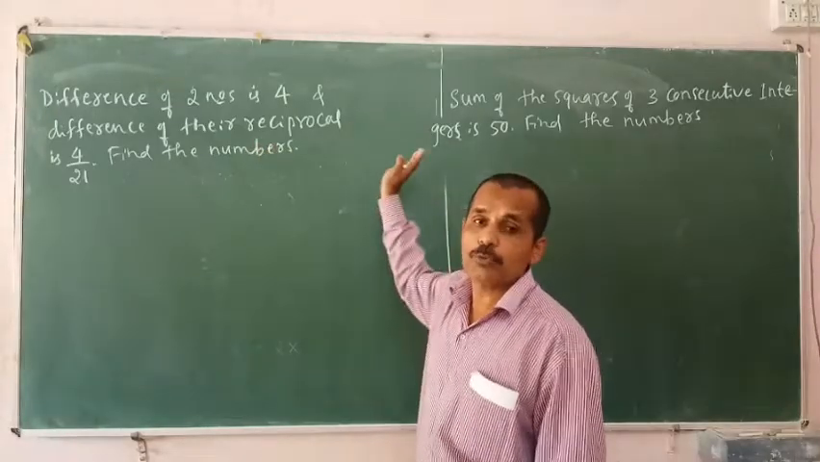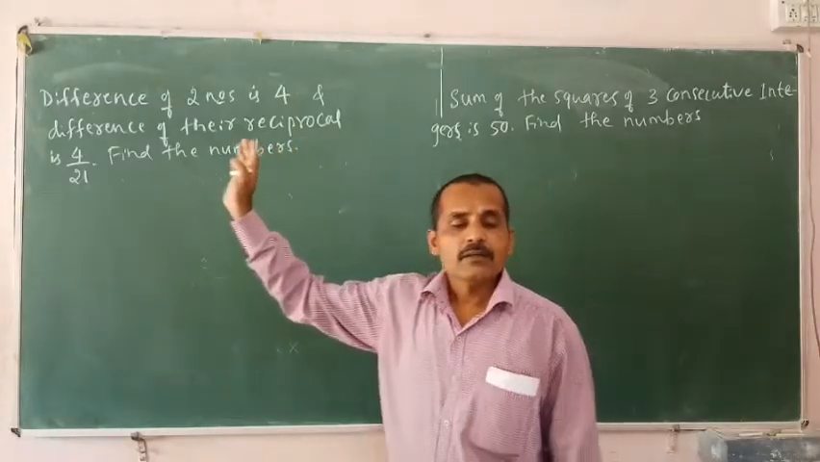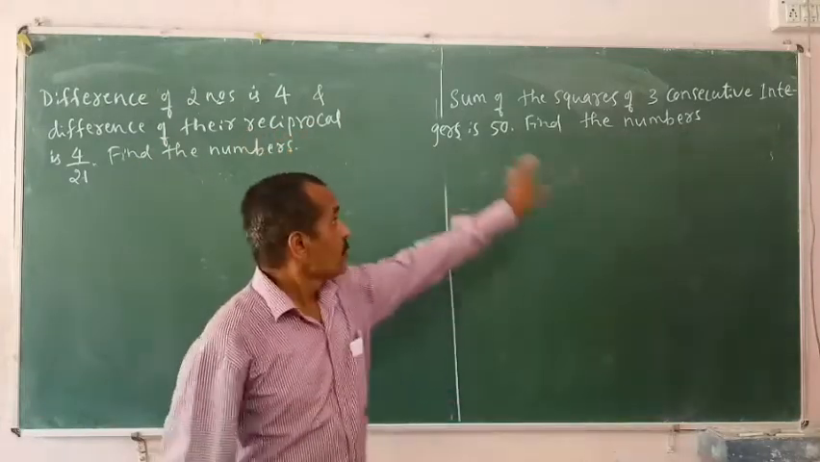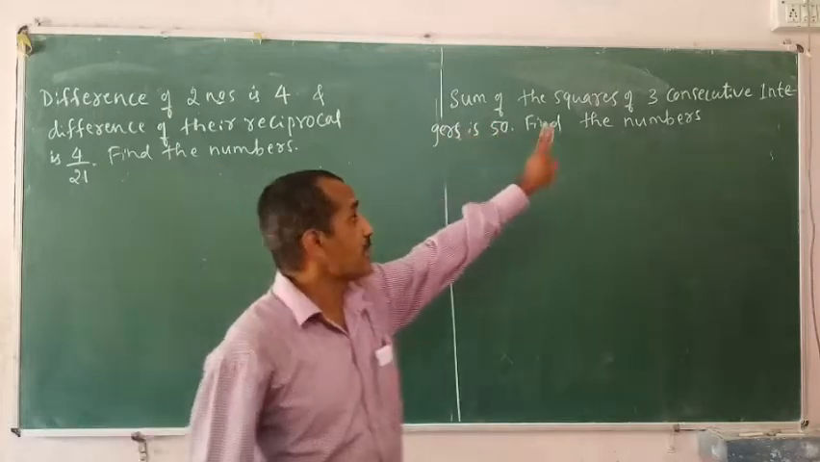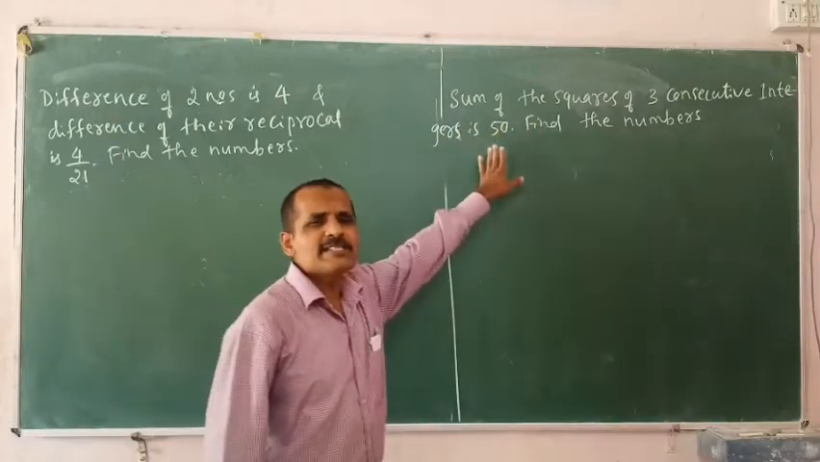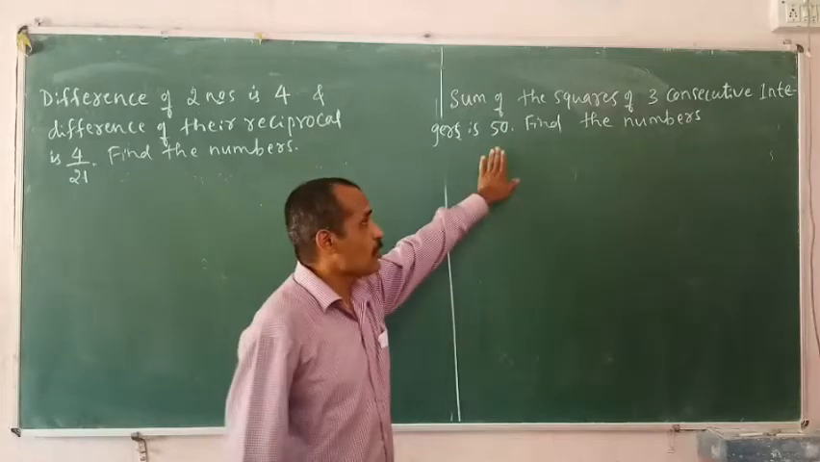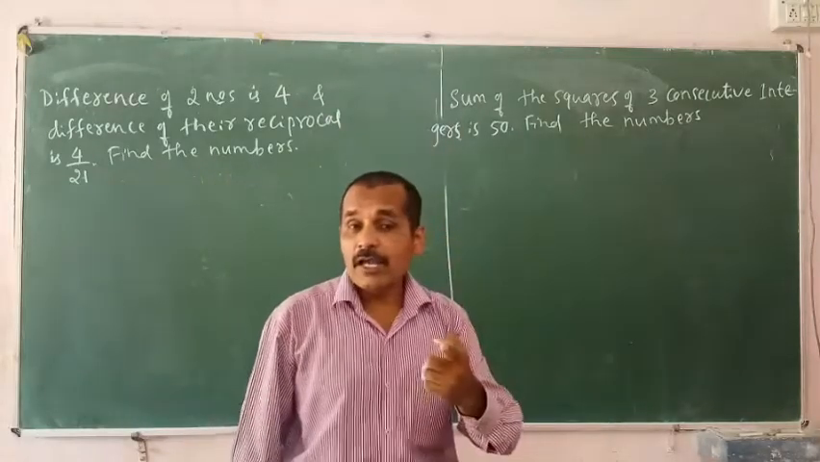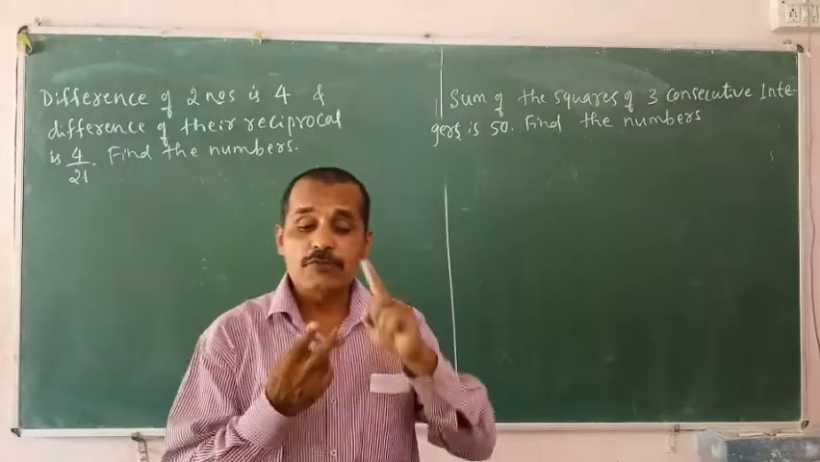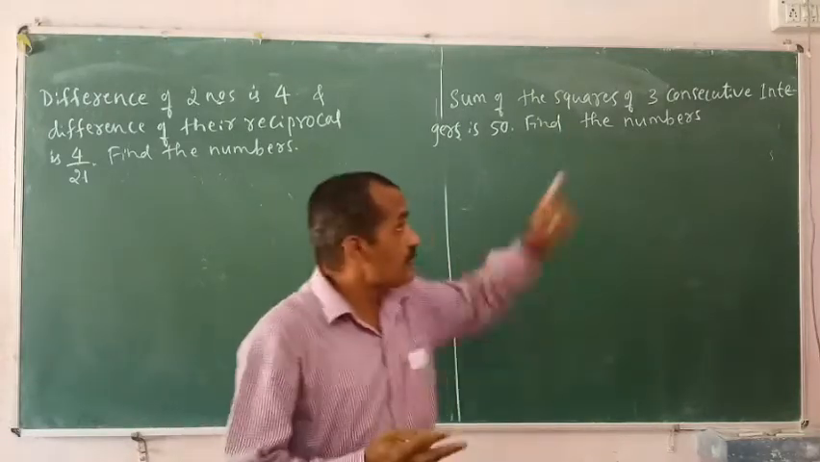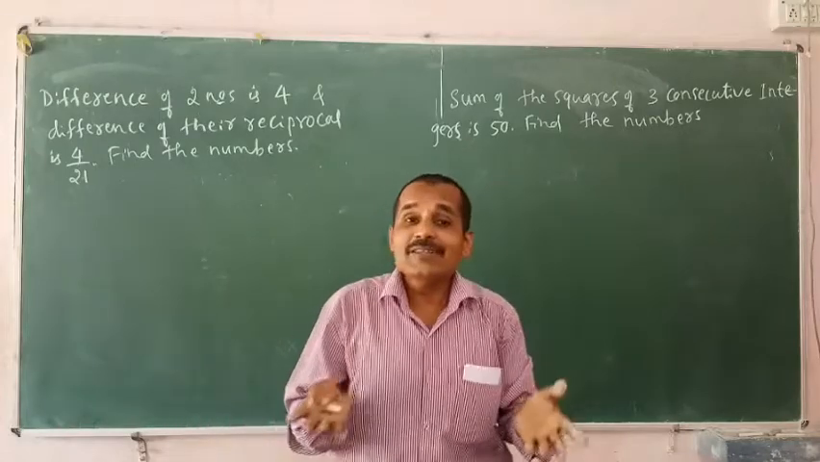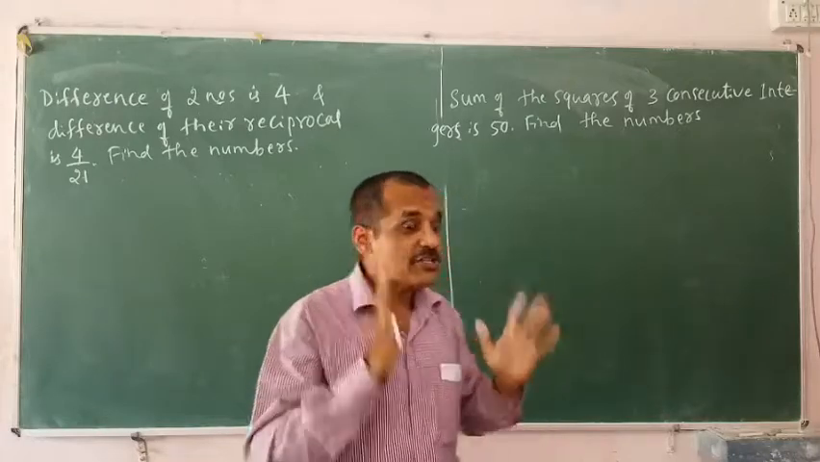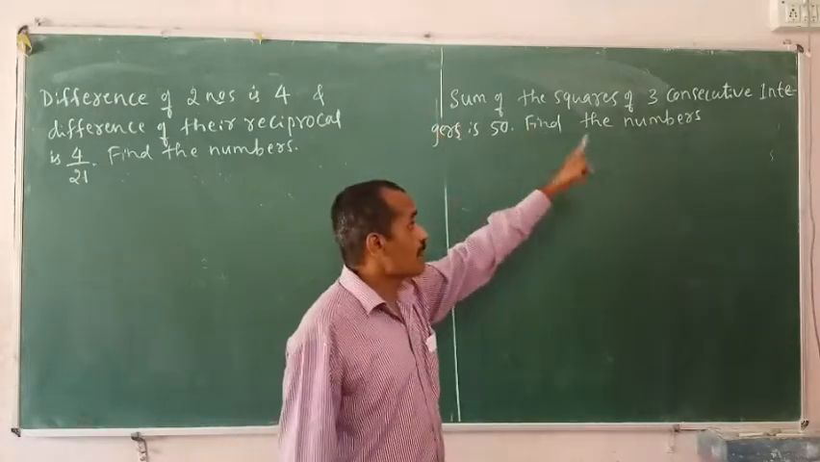Here there are two more problems for you. One is the difference of two numbers. One is the sum of the squares of three consecutive integers. This is quite similar to the problems we have solved. So let me solve this problem first, then I will come back to this. Earlier I gave you the sum of the squares of two consecutive natural numbers. Integers can be negative, but natural numbers cannot be negative. Sum of the squares of three consecutive integers.